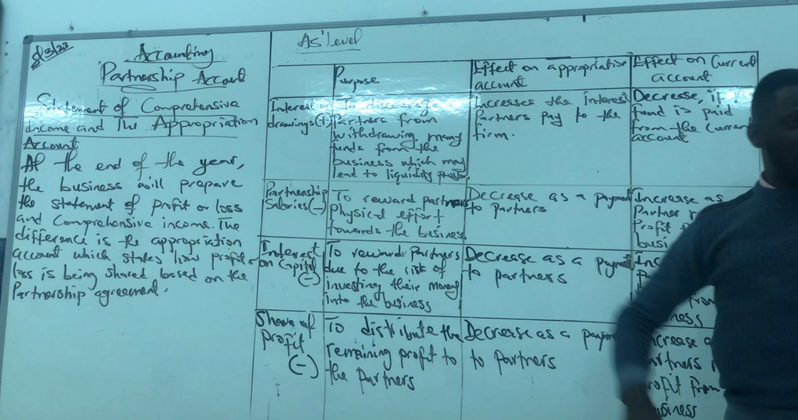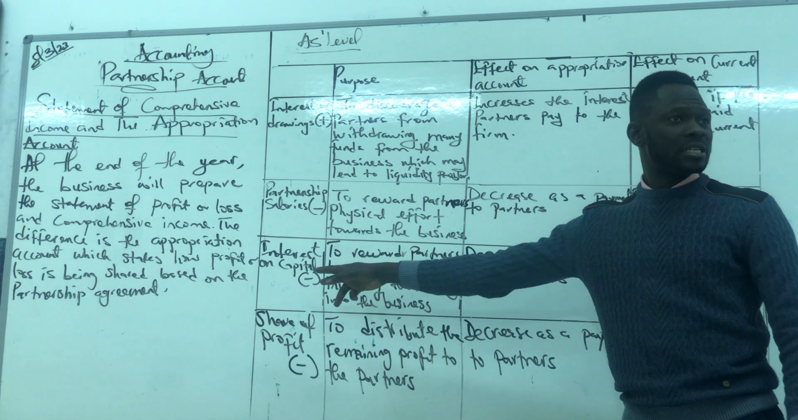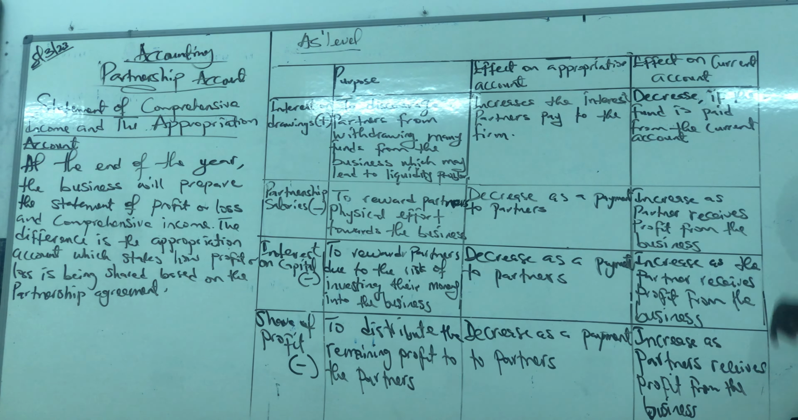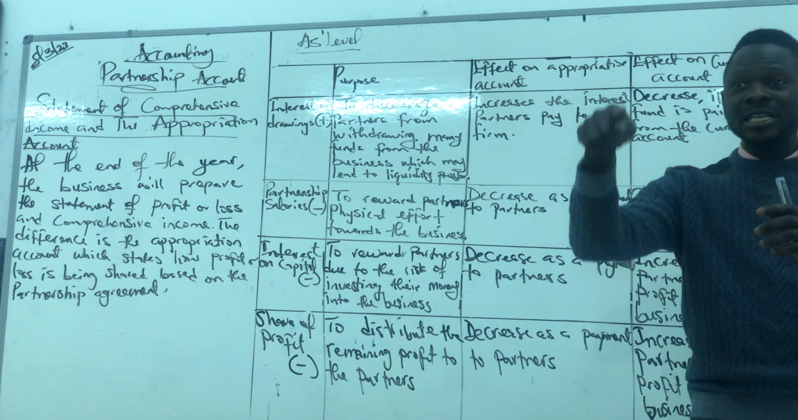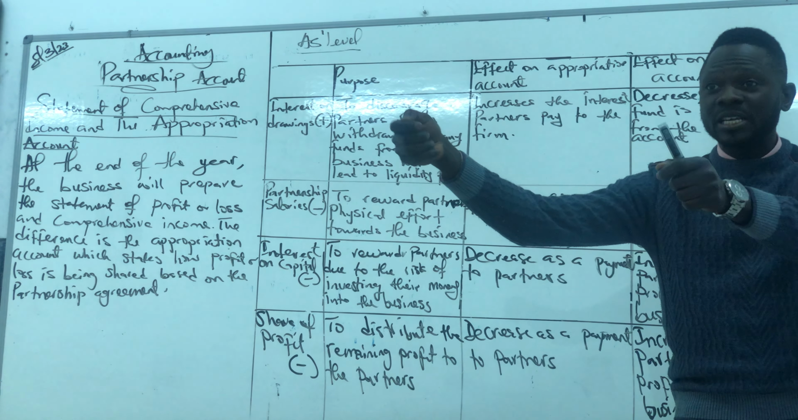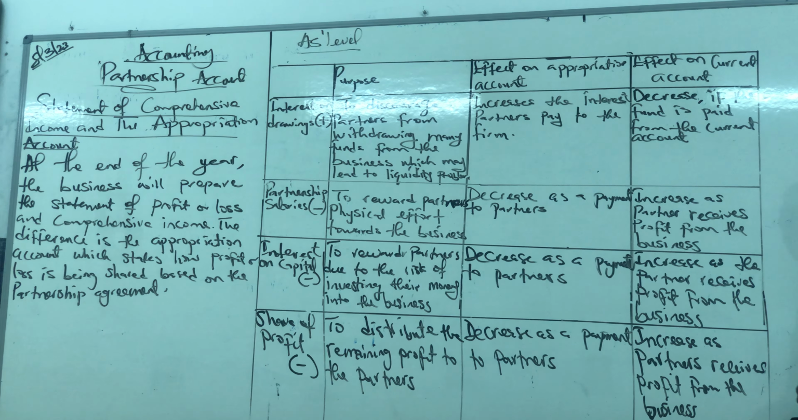What happens to the appropriation account? It decreases because money is paid to partners as a reward. The current account increases for individual partners, because the partner that has put money into the business will have additional money in his own current account.